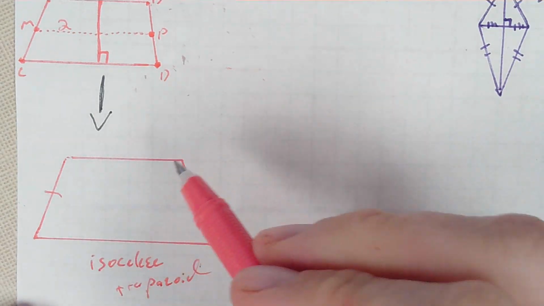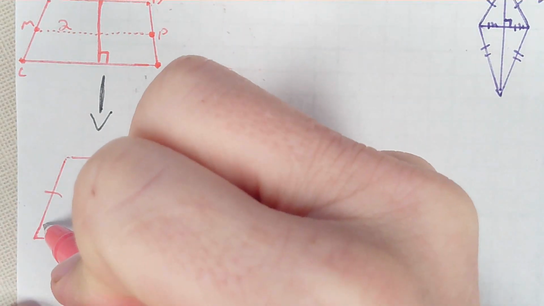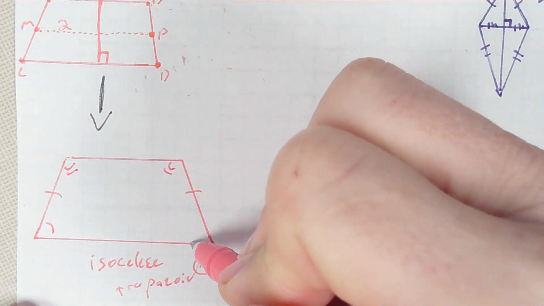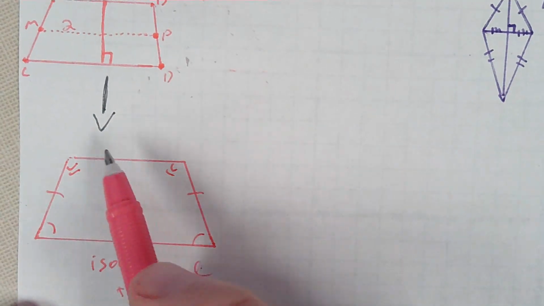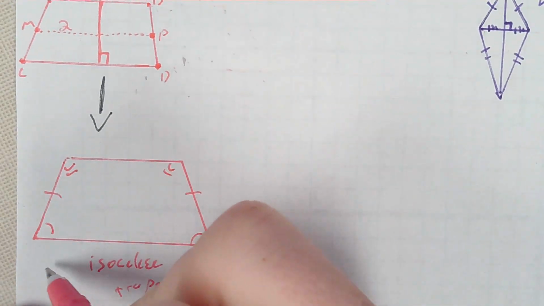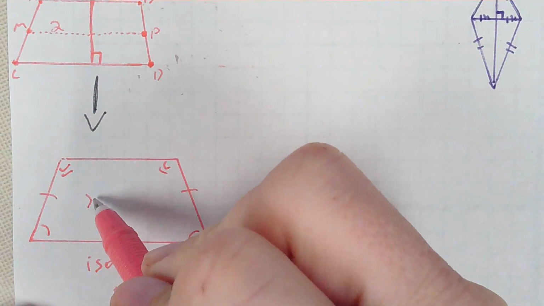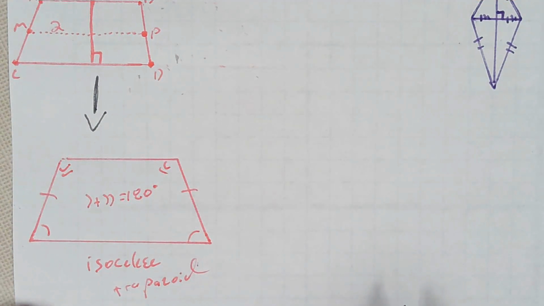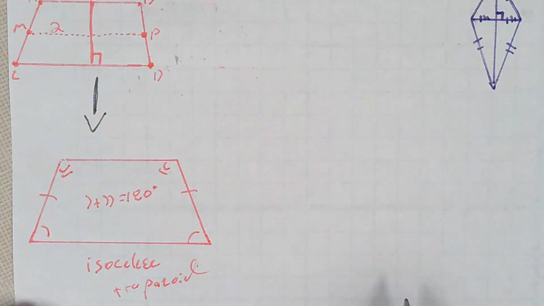Right, in an isosceles trapezoid, these angles are congruent, these angles are congruent, and this angle plus this angle equals 180 degrees. Okay, so that is some useful information there. But those are the different triangles or trapezoids there.